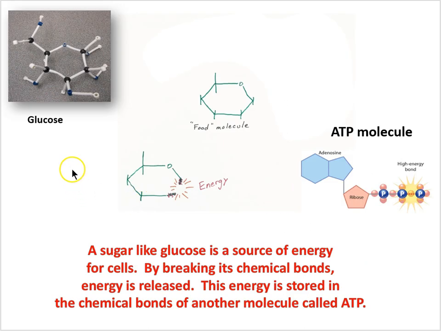Cells also have molecules like glucose. A sugar like glucose is a source of energy for cells. And by breaking its chemical bonds, energy is released. And this energy is stored in the chemical bonds of another molecule called ATP. So again, all cells on Earth have this ATP molecule. It's an energy molecule. But we want to think of molecules like glucose as being sort of repositories of energy. Each of these chemical bonds, when broken, releases energy that the cell can harness in useful ways.